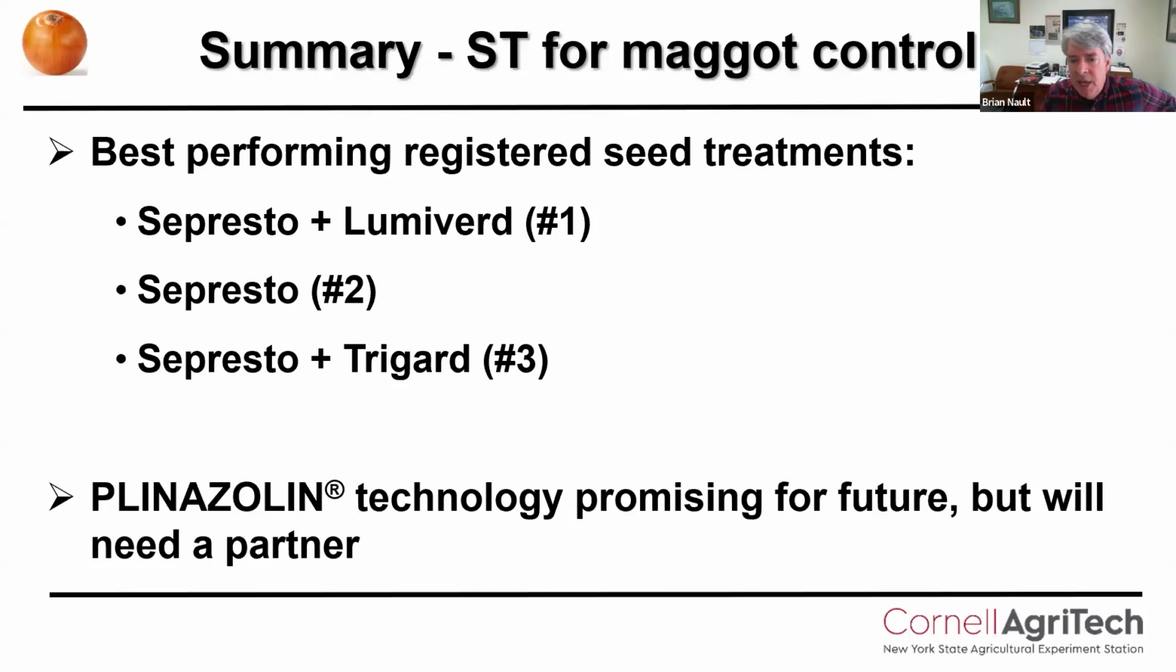So just to summarize the seed treatment aspect of this presentation, we see Sopresto and Lumivert is 1, Sopresto is 2, Sopresto and Trigard is 3. Plinasm technology appears to be promising, but not as a standalone. It's going to need a partner like Lumivert and Trigard.